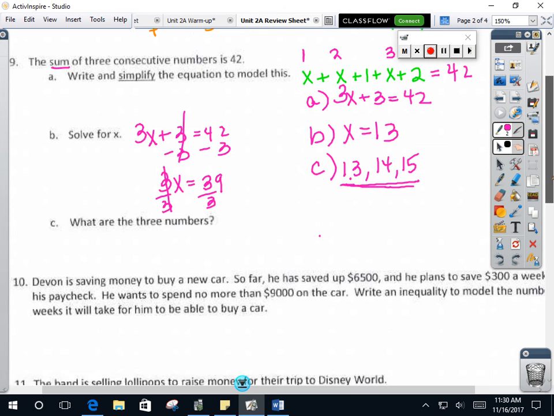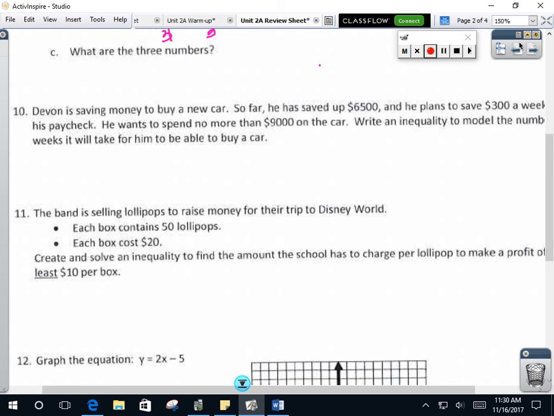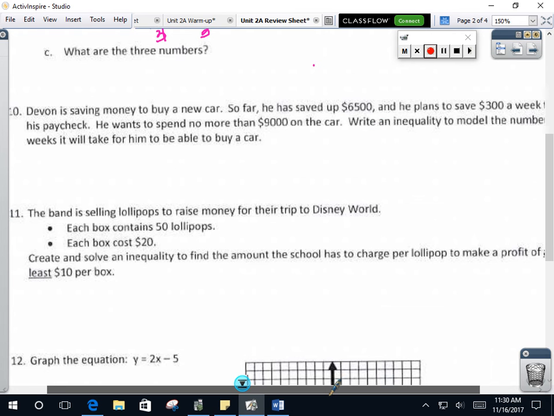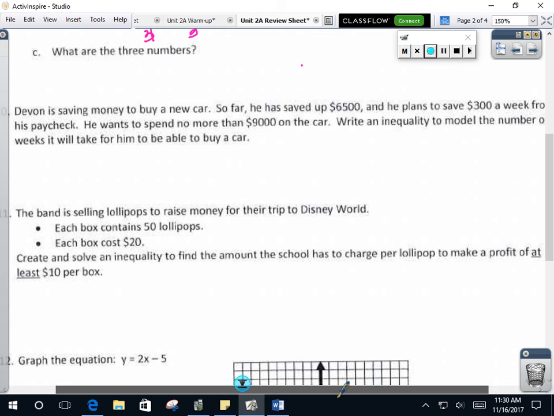Okay, number 10. Devin is saving money to buy a new car. So far, he has saved up $6,500 and he plans to save $300 a week from his paycheck. He wants to spend no more than $9,000 on the car. Write an inequality to model the number of weeks it will take him to be able to buy the car. Okay, well, what's he starting with? Well, first in his savings, he's got this much money, right? And he's saving more. You could have started the other way. He's saving more, so we're adding to that amount at what rate?